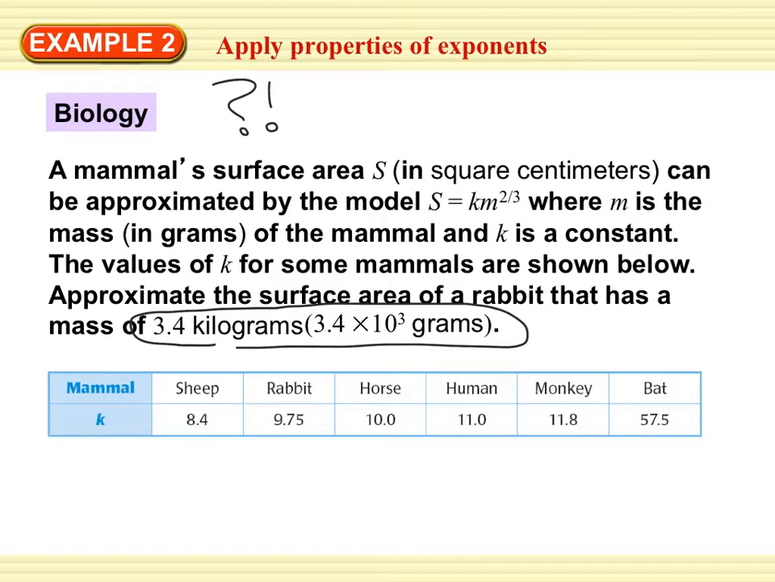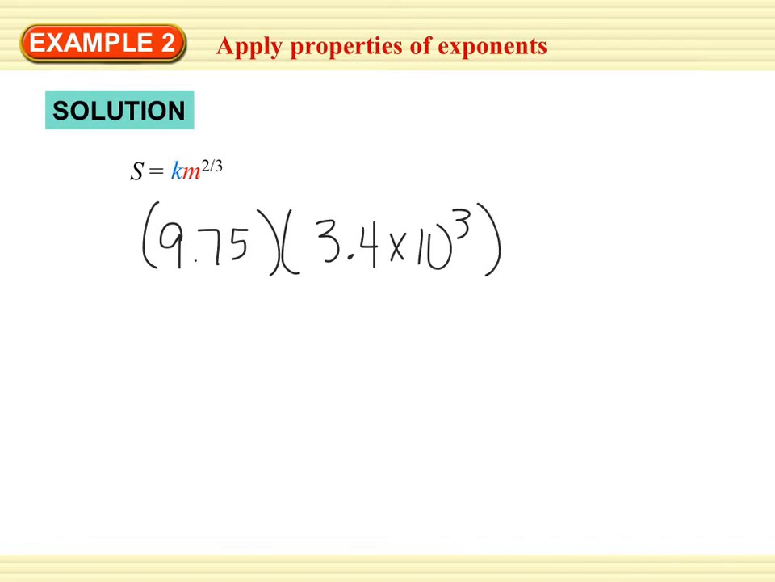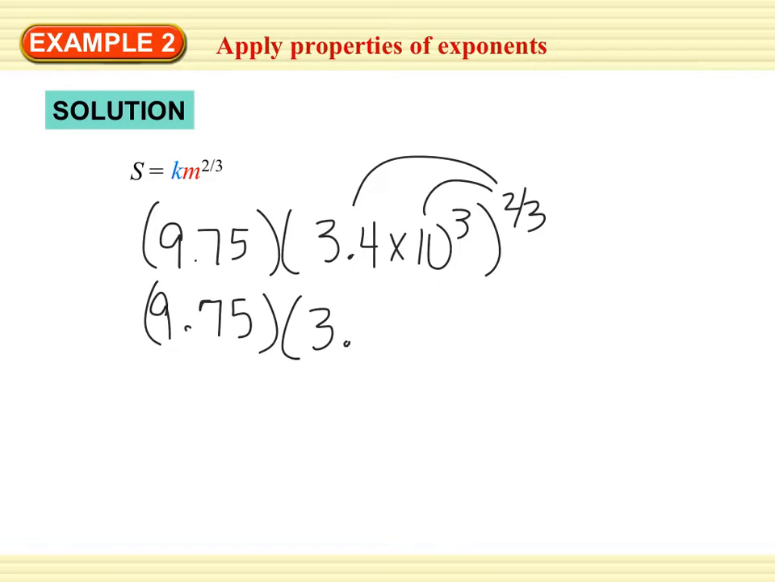Whatever. So let's go ahead and try this one. I've copied the formula over here, so I'm going to write the model. And then we had K for the rabbit is 9.75, and we're given 3.4 times 10 to the 3rd to the 2/3. Okay, I sort of have a distribution of powers. So 9.75 times 3.4 to the 2/3 times 10 to the 3rd to the 2/3.